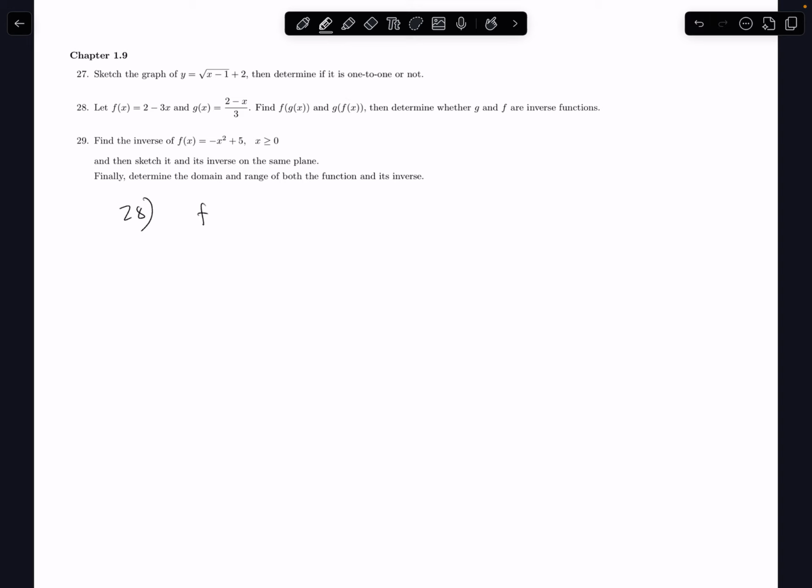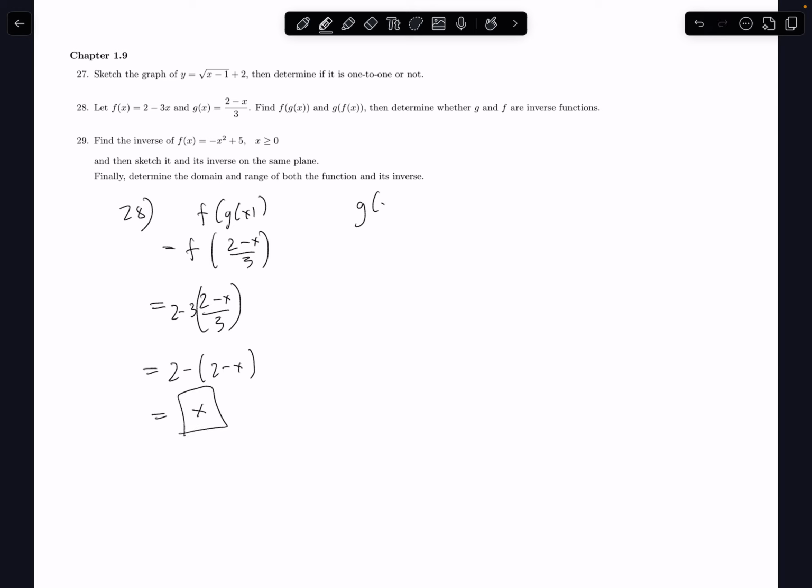Let's do it. What's f of g of x? Well, that's f of whatever g is, and g is 2 minus x over 3. And now what is f? f says take that whole thing and it's going to be 2 minus 3 times that whole thing. So that's going to be 2 minus x, right? And 2 minus 2 cancels, the negative x becomes a positive x. So that part is checking out. That's looking good. What about g of f of x, though?